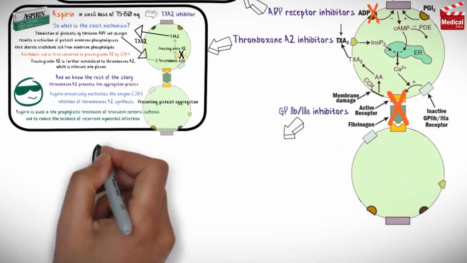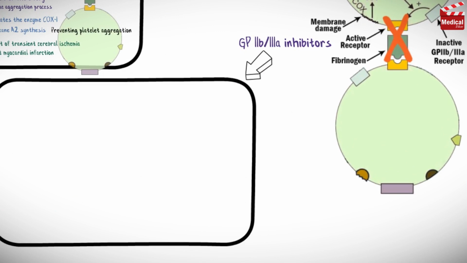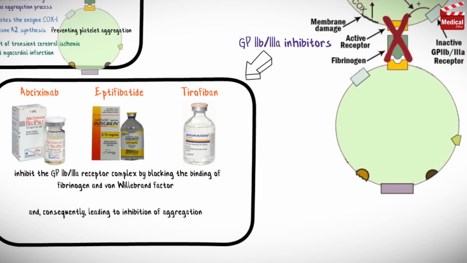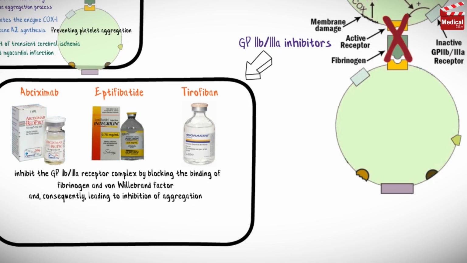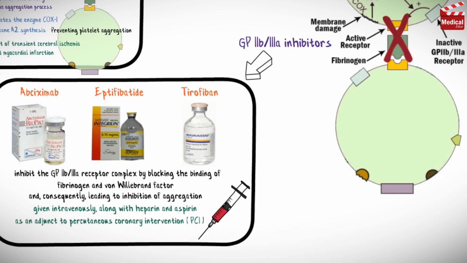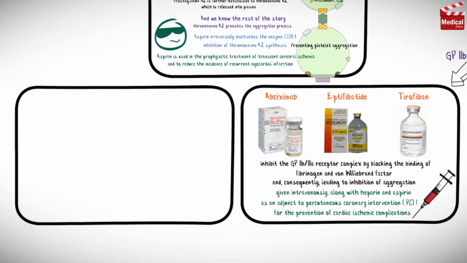The third category is the glycoprotein 2B3A inhibitors. It includes abciximab, eptifibatide, and tirofiban. They simply inhibit the glycoprotein 2B3A receptor complex by blocking the binding of fibrinogen and von Willebrand factor, leading to inhibition of aggregation. These agents are given intravenously, along with heparin and aspirin, as an adjunct to percutaneous coronary intervention, for the prevention of cardiac ischemic complications. And the last two agents are dipyridamole and cilostazol.